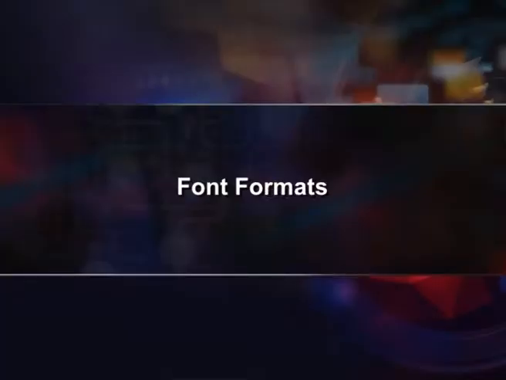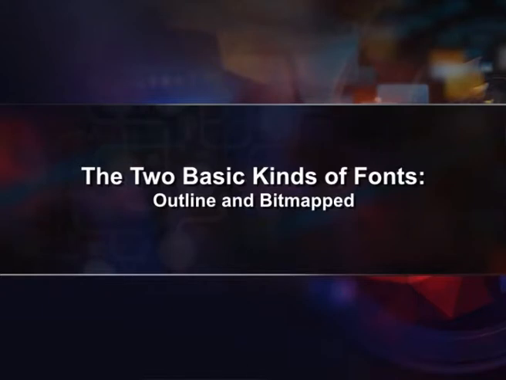Font formats. The word format has two meanings in computer type. First, it can refer to the platform for which the font was designed. For example, two fonts with the same data for the same typeface may have different file formats depending on whether they are designed for use on an Apple Macintosh or a Windows PC. Another kind of font format reflects how the typographic information itself is described and organized. Two basic kinds of fonts: outline and bitmapped.